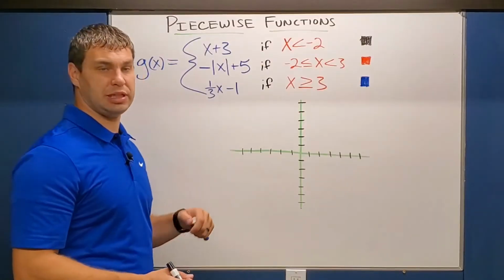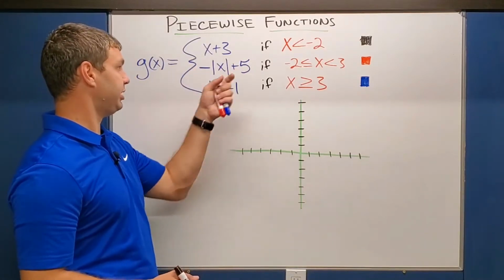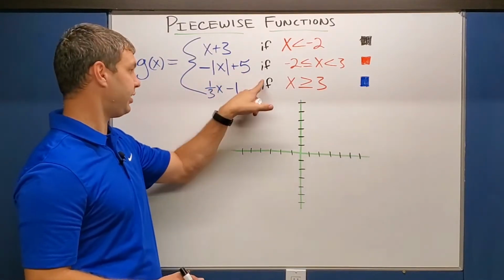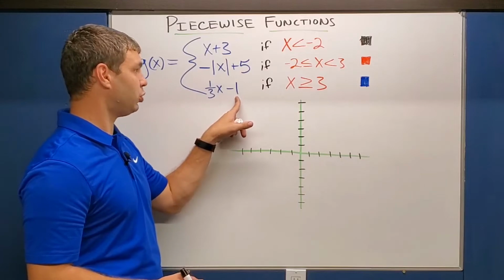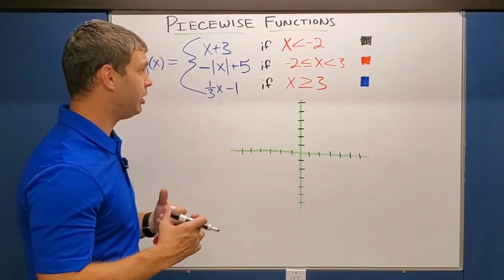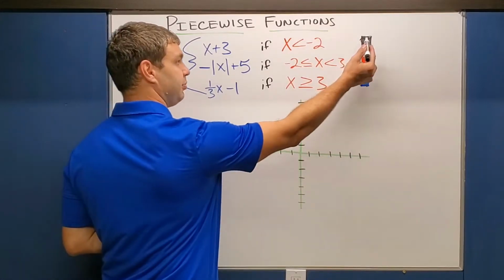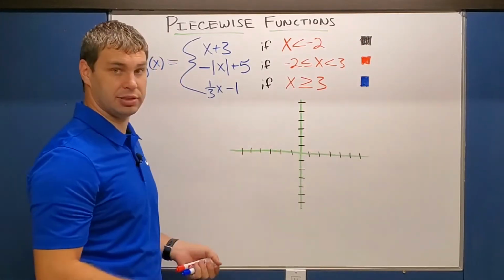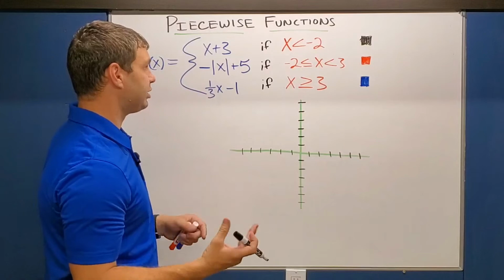Here we have the piecewise function g of x equals x plus 3, negative absolute value of x plus 5, and 1/3 x minus 1, all with these different restrictions on our domain. If we want to graph this, I'm going to use black, red, and blue to help me graph on this graph down here. Let me just take this one piece at a time.